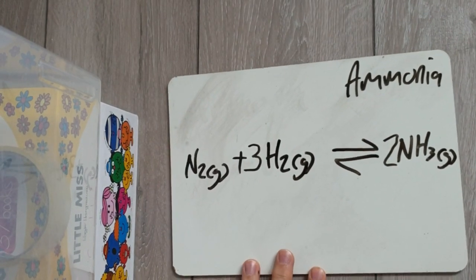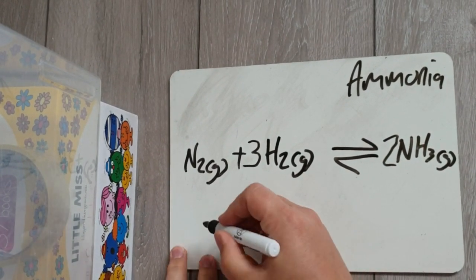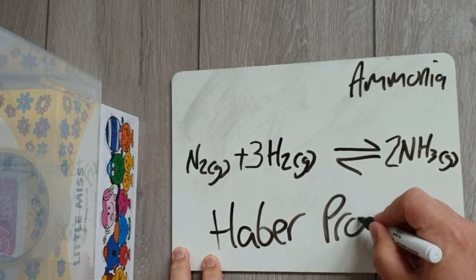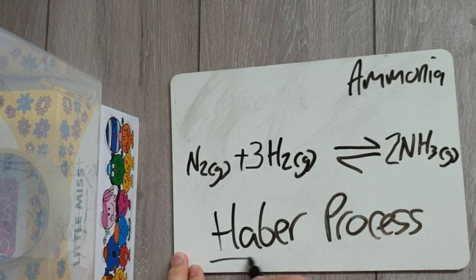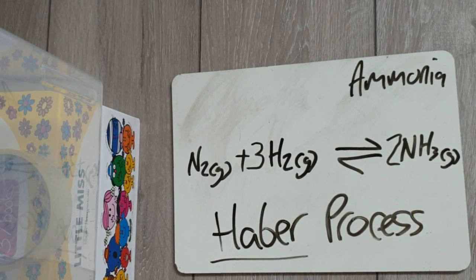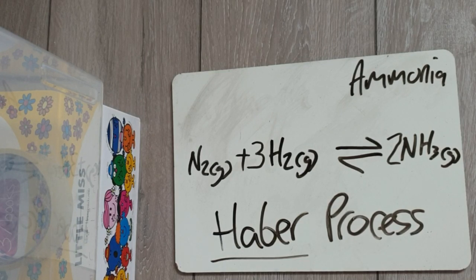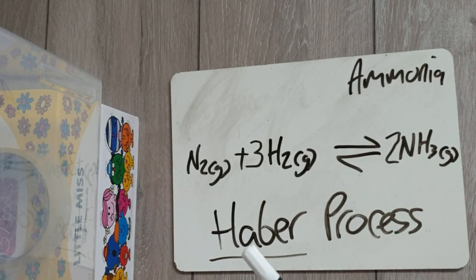Now this process has a name. It is called the Haber process, named after a German scientist called Fritz Haber. He's really, really interesting. You should look at his Wikipedia page. Anyway, this is the Haber process, and there's something you need to know about it.